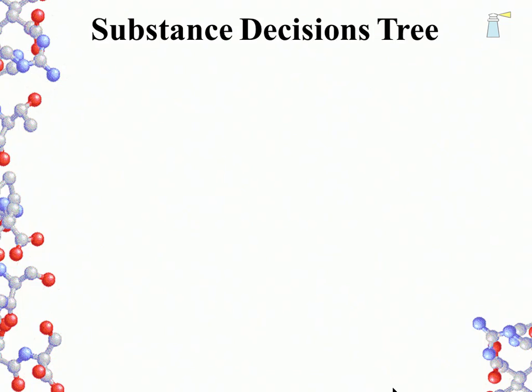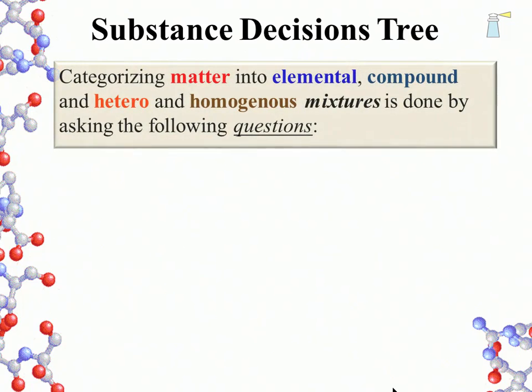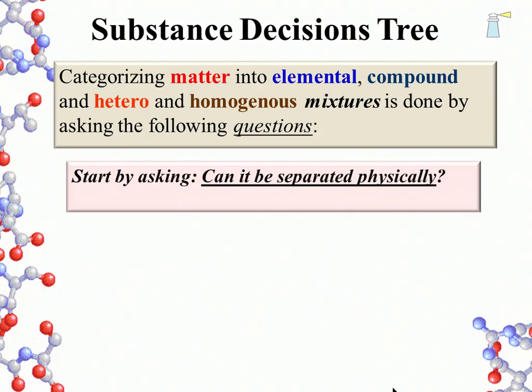Substance decision trees. Most matter can be categorized with two questions. Categorizing matter into elemental, compound, and heterogeneous and homogeneous mixtures is done by asking the following questions. Start by asking, can it be separated physically? That is, is it possible through laboratory processes like sifting or spinning or boiling, really anything that doesn't cause new chemicals to be made? Is it possible to get the material of interest to separate into parts that have different compositions? This question decides whether a substance is a pure substance or a mixture.